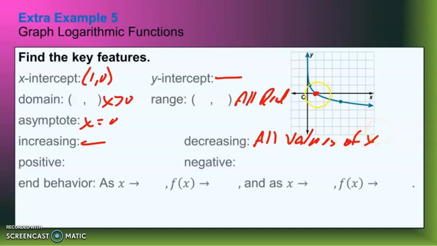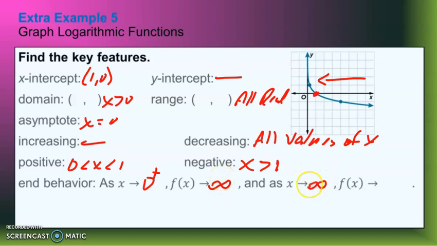Positive, based on the x-intercept, it's above the x-axis when x is greater than 0, but less than 1. And it's below the x-axis when x is greater than 1. And then when I approach 0 from the positive side, f of x approaches positive infinity. And as x approaches positive infinity, y approaches negative infinity.